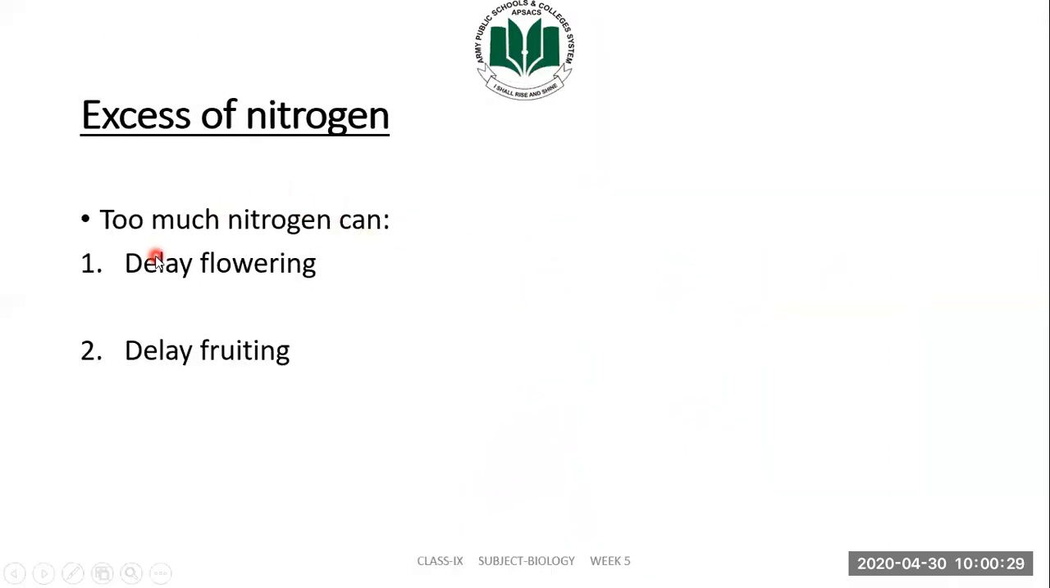Too much nitrogen can delay the flowering of any plant, and it can delay the fruiting. It means that when a plant is supposed to bear fruits within 2 or 3 months, if nitrogen is present in excess amount, the flowering and fruiting will be delayed because of the excess. You must have learned the saying, excess of everything is bad. Nitrogen is important and crucial, but excess of nitrogen will be very bad for plants.